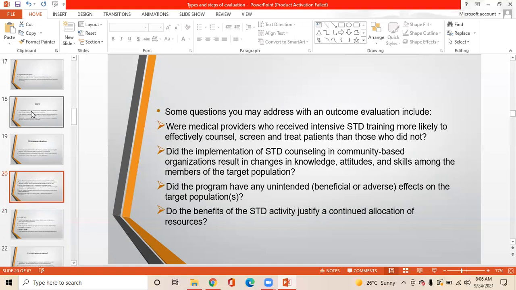Some questions you may address with an outcome evaluation may include: were medical providers who received intensive STD training more likely to effectively counsel, screen, and treat patients than those who did not? Did the implementation of STD counseling in a community-based organization result in changes in knowledge, attitude, and skills among the members of the target population? Did the program have any unintended, beneficial or adverse effects on the target population? And another question is, do the benefits of the STD activity justify a continued allocation of resources?